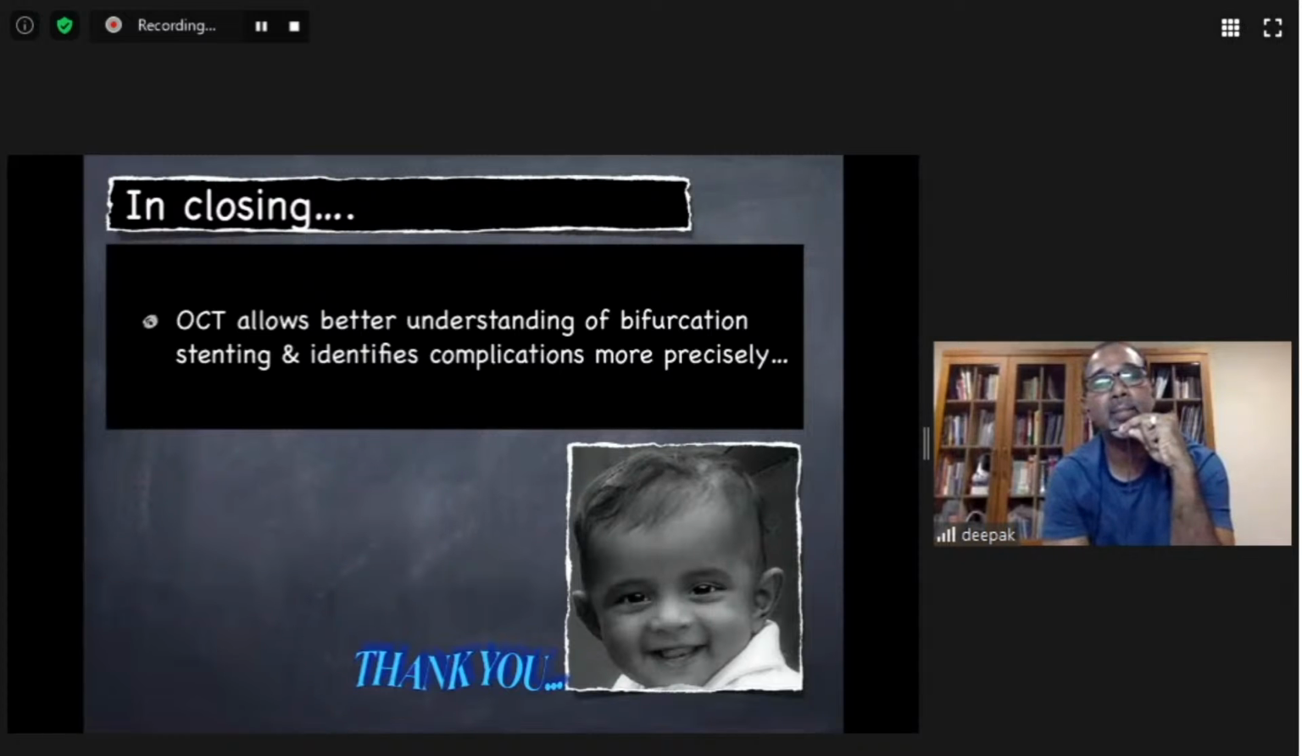OCT always gives us a better understanding of bifurcation stenting and identifies complications more precisely. More importantly, there are situations wherein you are happy at the end of the day seeing the OCT images, but there are situations wherein you understand that whatever you have done is not good. At least you need to modify your technique the next time.